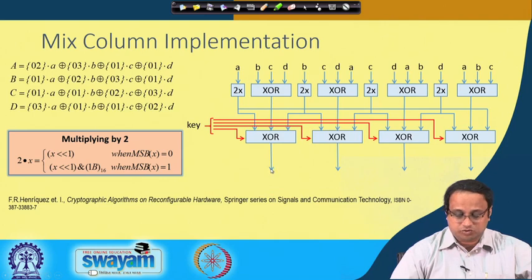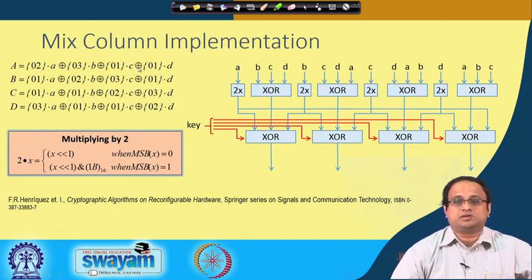Finally, this XOR output will give me 2A plus 3B plus C plus D, where the plus is nothing but exclusive OR. So, likewise you can calculate the other elements in the column. For example, you can calculate A plus 2B plus 3C plus D. That is denoted here, where you are calculating these components, and likewise for the remaining elements in the column you can calculate capital A, capital B, capital C and capital D in this fashion.